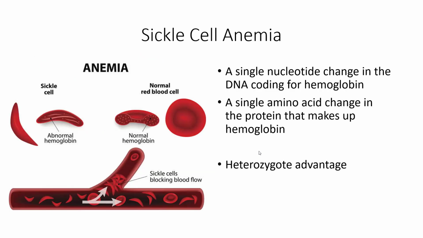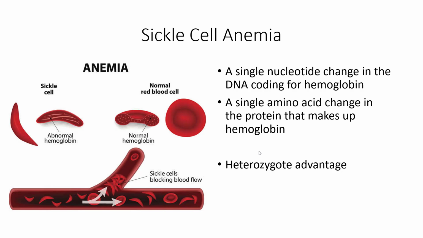A specialized disorder called sickle cell anemia is a single nucleotide change in the DNA coding for hemoglobin. What this ends up doing is causing the entire erythrocyte, or red blood cell, to bend and to sickle up. So this single amino acid change that results from a single nucleotide change ends up making these sickled cells.